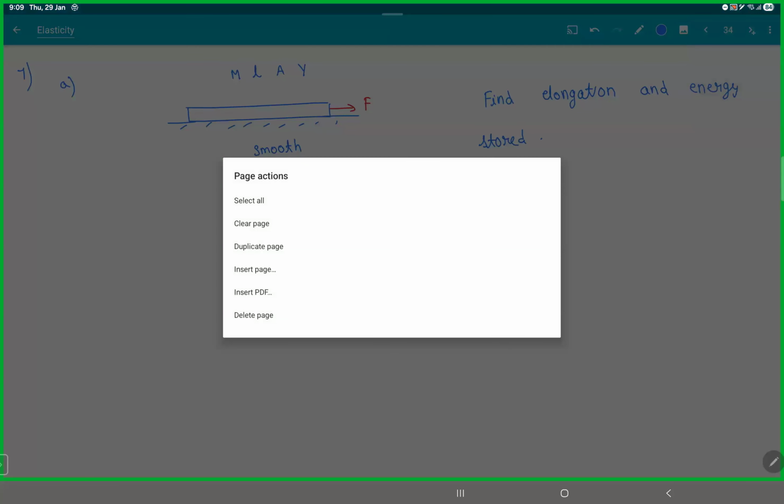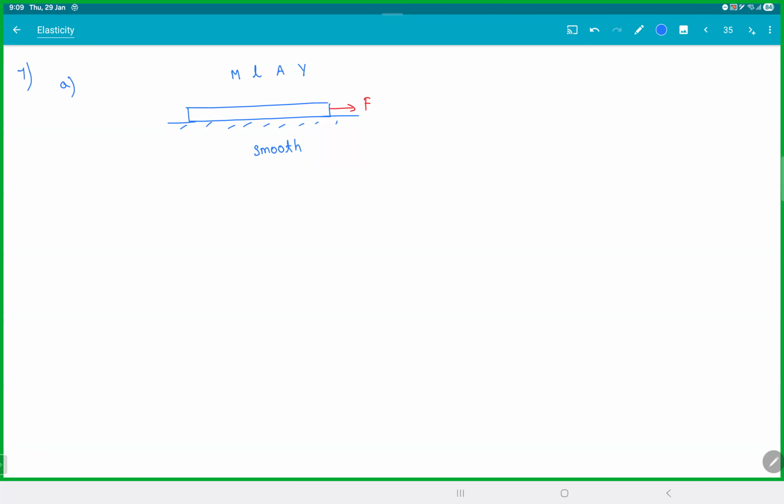Let me show you one. Listen carefully in case you have no idea. If you got it, others keep doing it. Step one, find the acceleration. F is equal to ma. Then you want to find the tension. Wherever you want to find tension, cut it there.